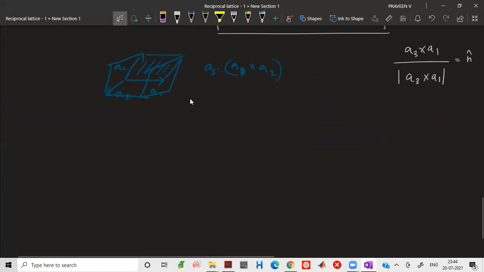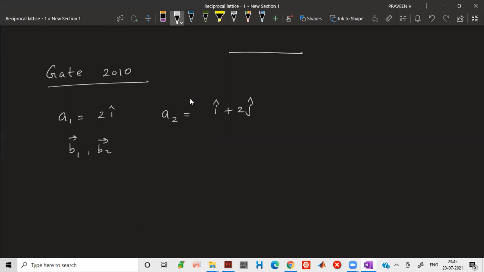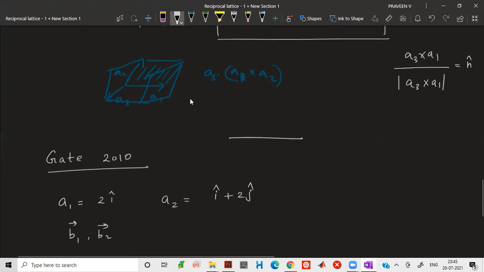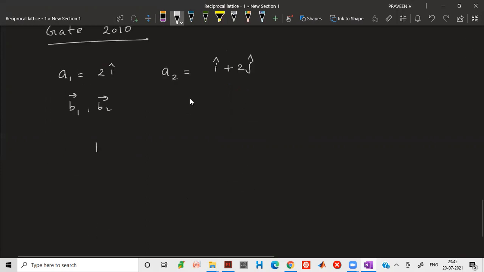Okay. So now let's jump into the question. If I remember correctly, there was a question in GATE 2010. In that question, they have given some real lattice vectors: A1 is equal to 2 i cap and A2 is equal to i cap plus 2 j cap. And they asked you to find the reciprocal vectors, what are the B1 and B2 vectors. So first we have to find the equation. We know the equation by heart. So B1 vector, so separation vector.